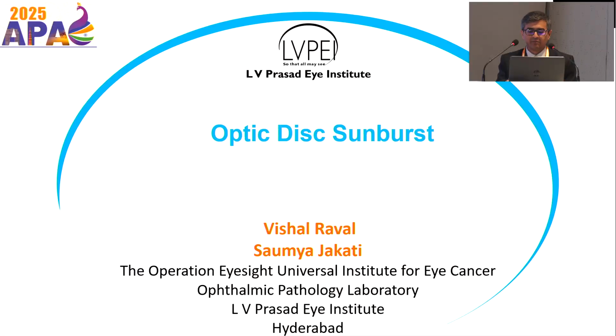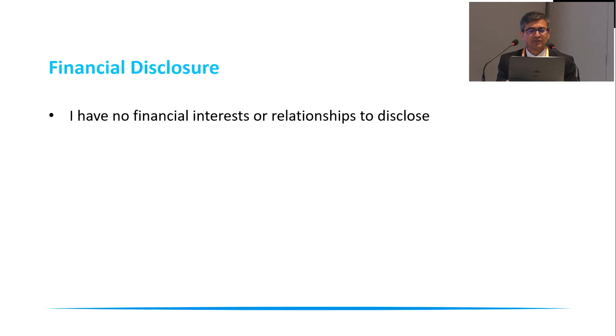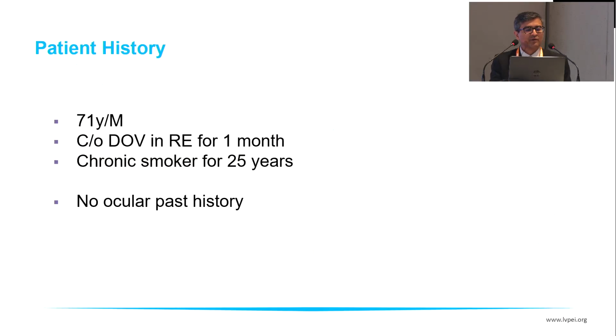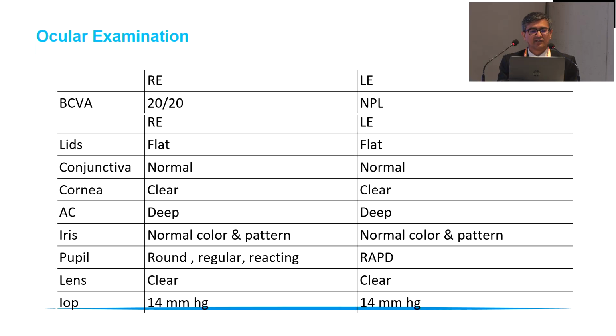I'll be presenting an interesting case of an optic disc tumor, especially which was a very unusual location for me and had a diagnostic dilemma on how to deal with such tumors. I have no financial disclosure. So directly going on to the patient. This was a 71-year-old male who complained of diminution of vision in the right eye, which was sudden, just 1 month back, and a past history of being a chronic smoker for 25 years, no other significant past history.